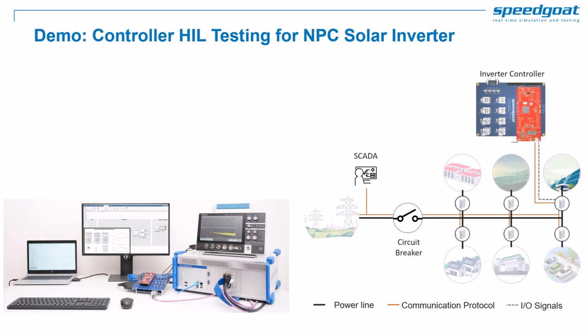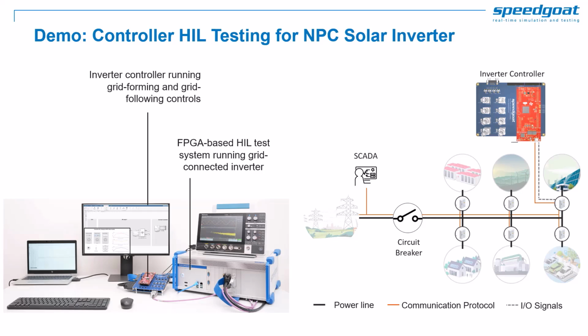So, let's move on to a grid-side converter HIL demo and dive deeper into the FPGA workflow. We'll be using a similar setup as the NPC inverter demo. This time, the Speedgoat HIL test system is equipped with a Simulink programmable FPGA to simulate the grid-side inverter. The microcontroller under test will be running both grid forming and grid following controls.